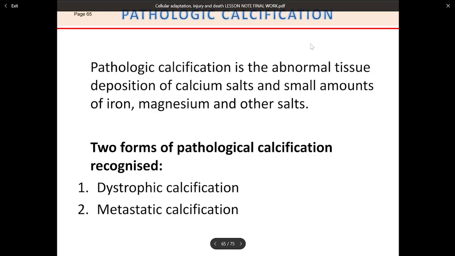Now, pathologic calcification. Pathologic calcification is the abnormal tissue deposition of calcium salts and small amounts of iron, magnesium, and other salts in tissues. There are two forms of pathologic calcification recognized. We have dystrophic calcification and metastatic calcification.